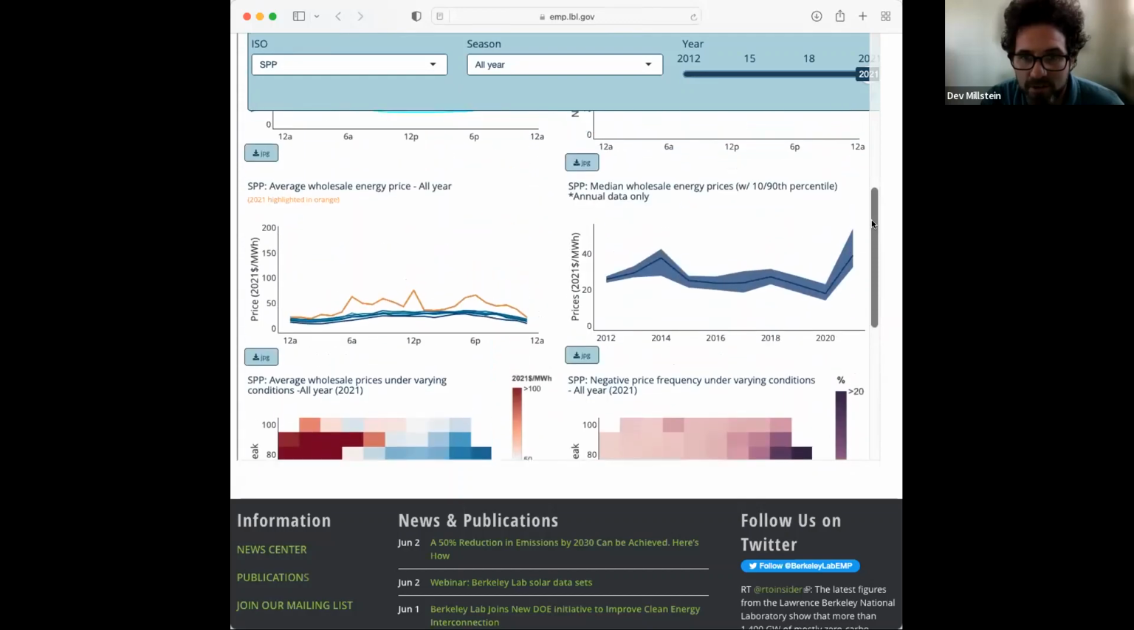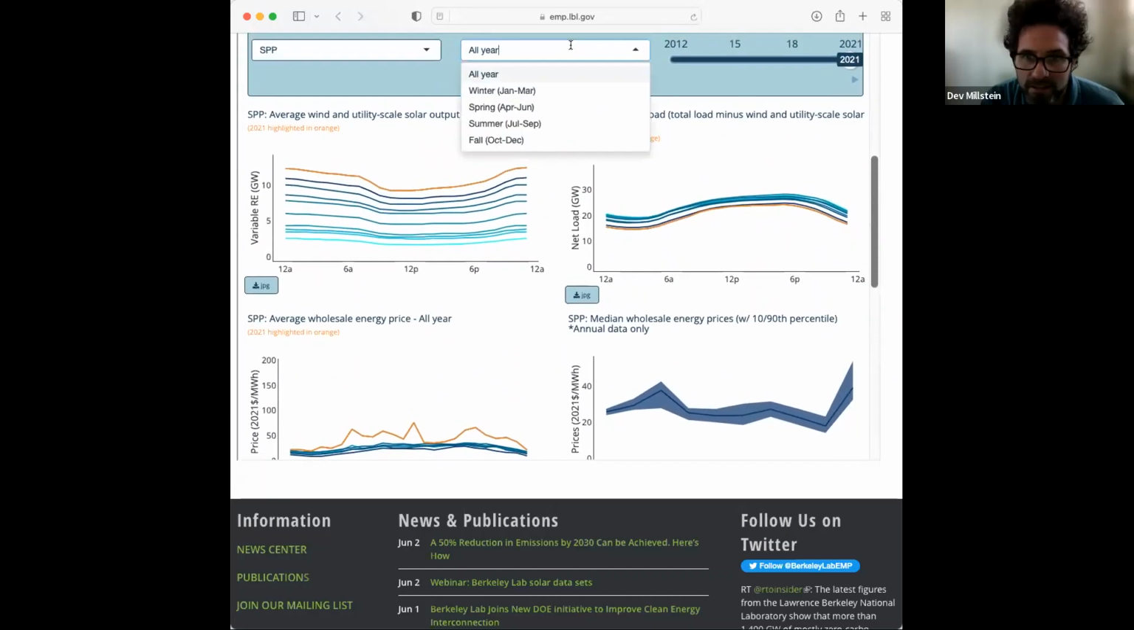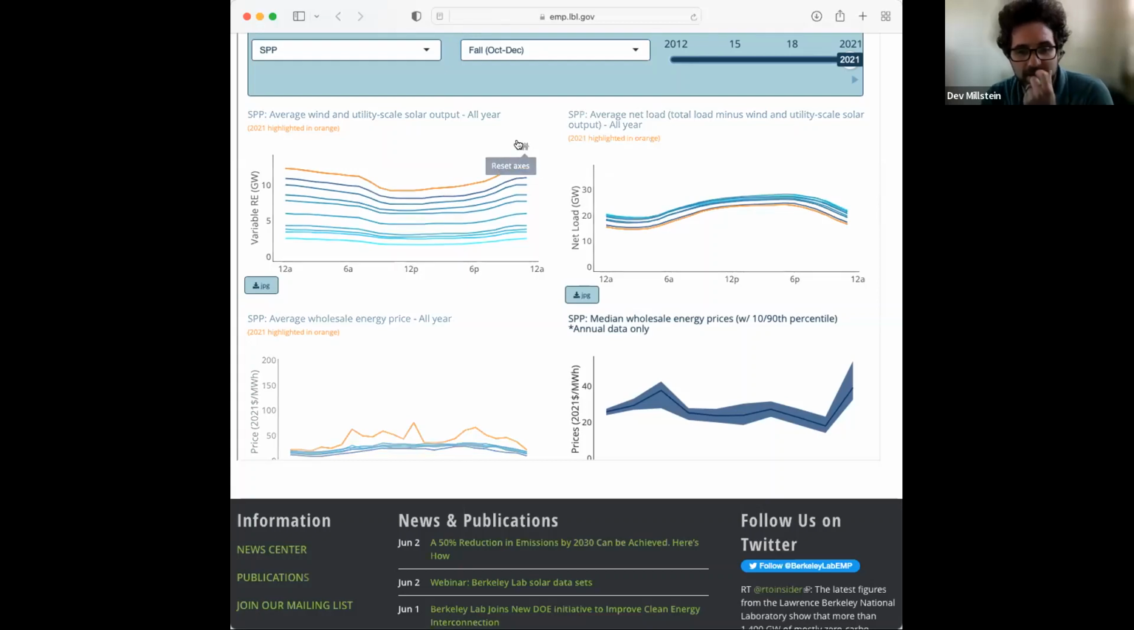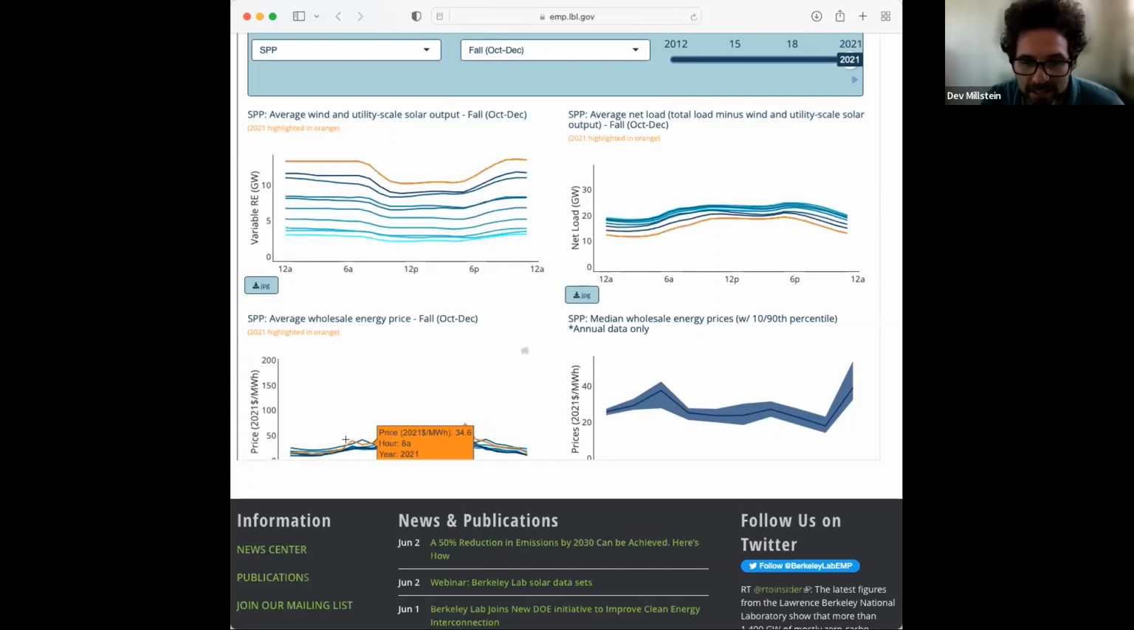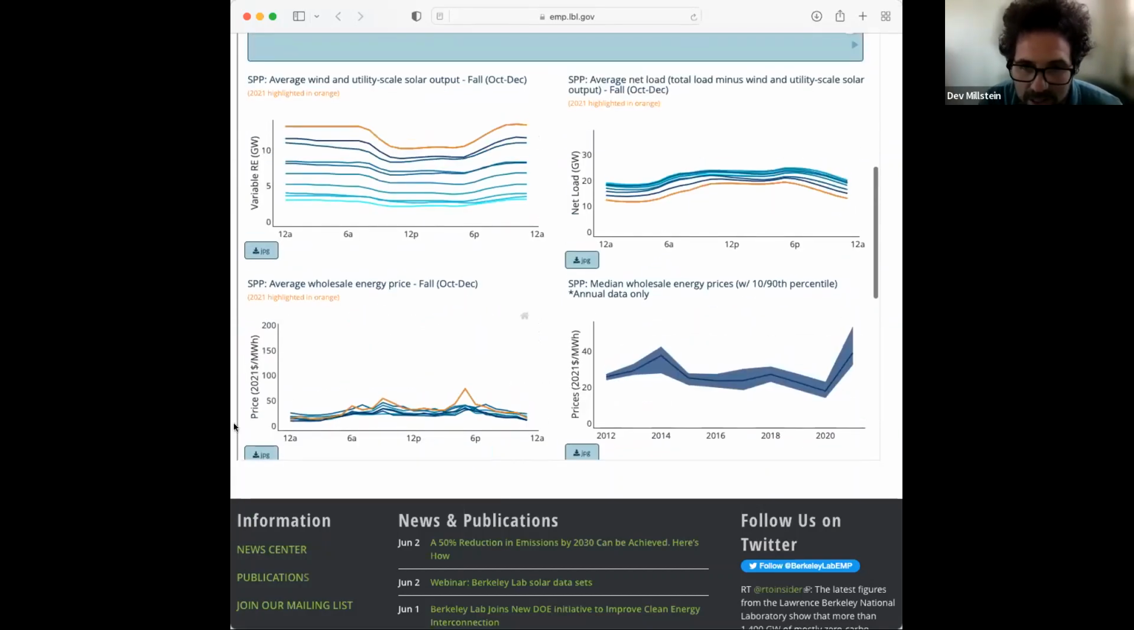So for example, we could look at a seasonal impact, look at fall last year instead of the full year, and you can see that prices are much more similar to the long-term historical average. The orange bar, for example, is more similar to average bars over time. So that's the type of analysis you can do on this tool.